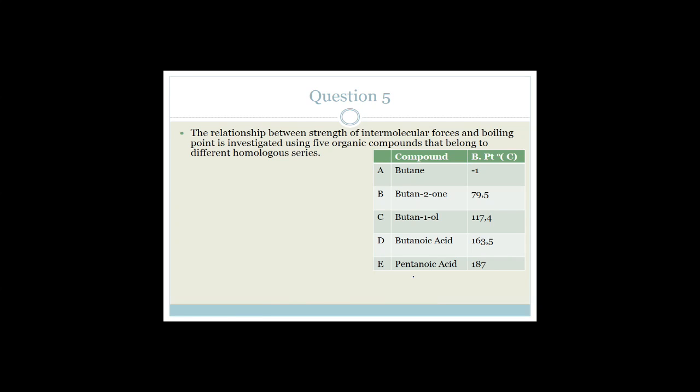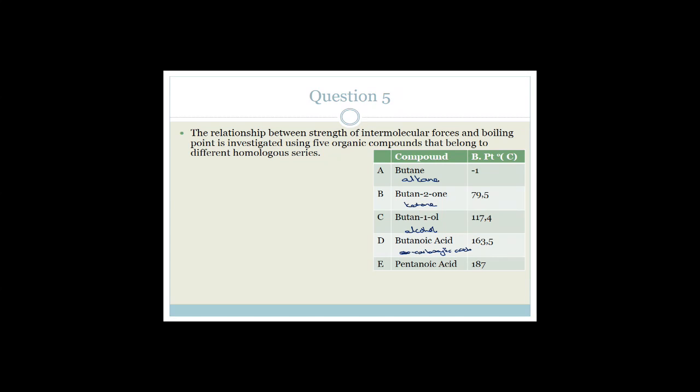Sorry. Question five. It says the relationship between the strength of intermolecular forces and boiling point is investigated using five organic compounds that belong to different homologous series. Okay? So you've got butane, butene-2-one, butene-1-ol, butanoic acid, and pentanoic acid. Okay. So they're all completely different homologous series, right? Do you agree? This is an alkane. This is a ketone. This is an alcohol. And these two are both carboxylic acids. Okay, so they all belong to different homologous series, right?